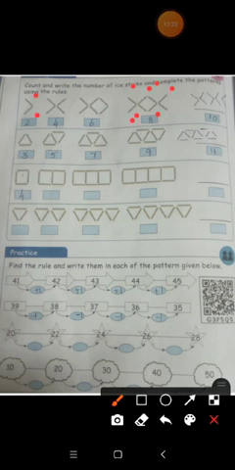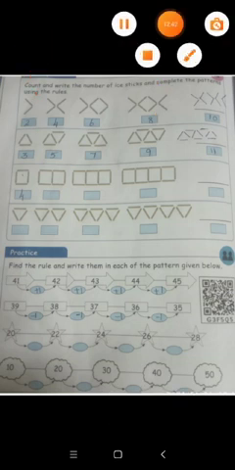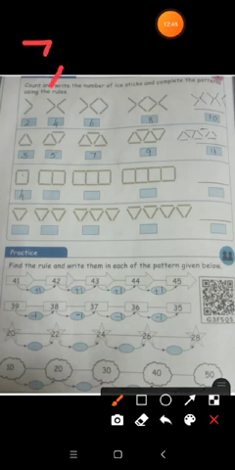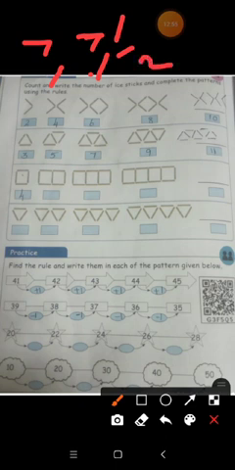Okay, so before that, for completing this pattern, we want to know what is the difference between the first figure and the second figure. In the first we have 2 ice sticks only, but in the second they are given 4 ice sticks. So we want to know the difference between 2 and 4.